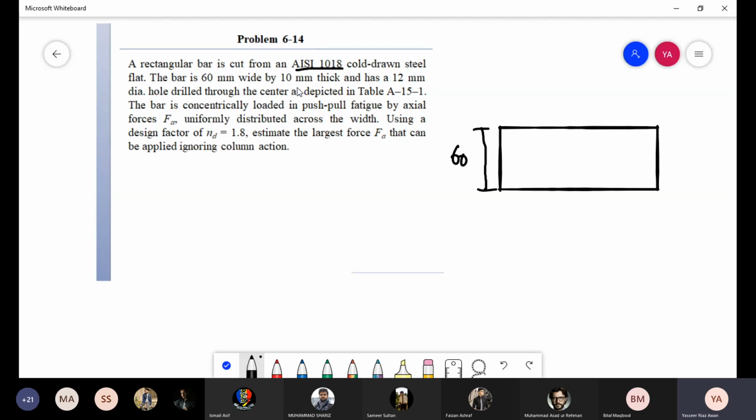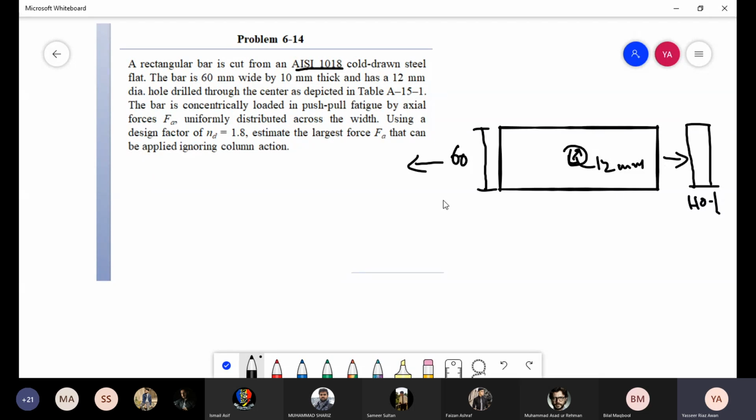and thickness is 10 millimeter, and we have a hole of 12 millimeter. So you have a hole with a diameter of 12 millimeter, and we have seen already the same figure in the stress concentration factor topic. Now the bar is loaded in a push-pull fatigue by axial forces.